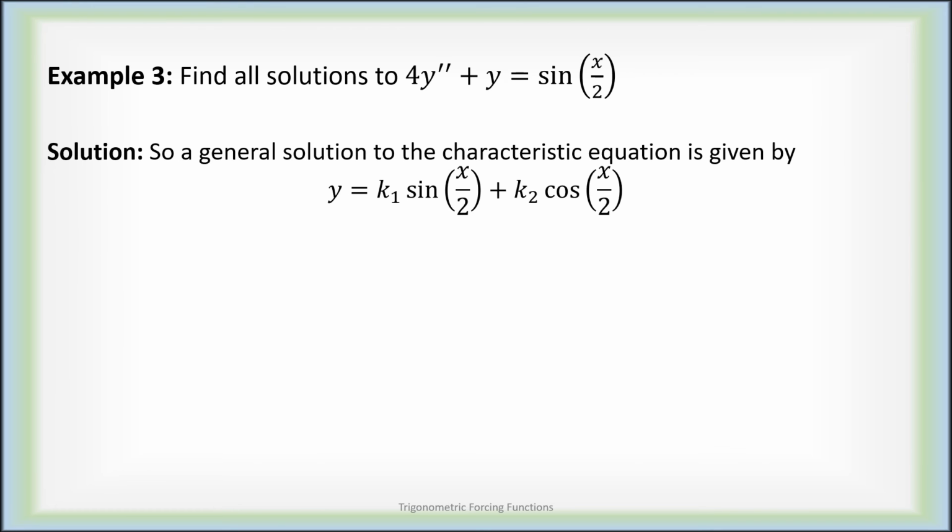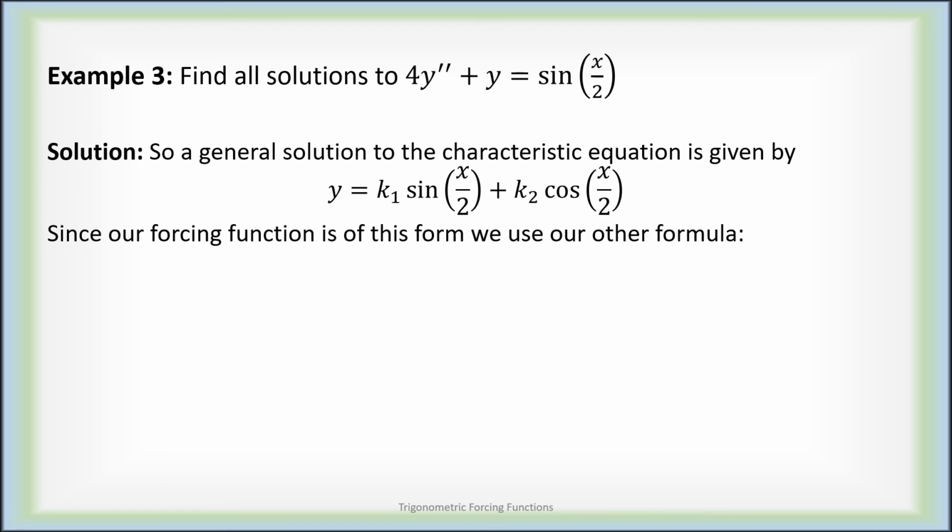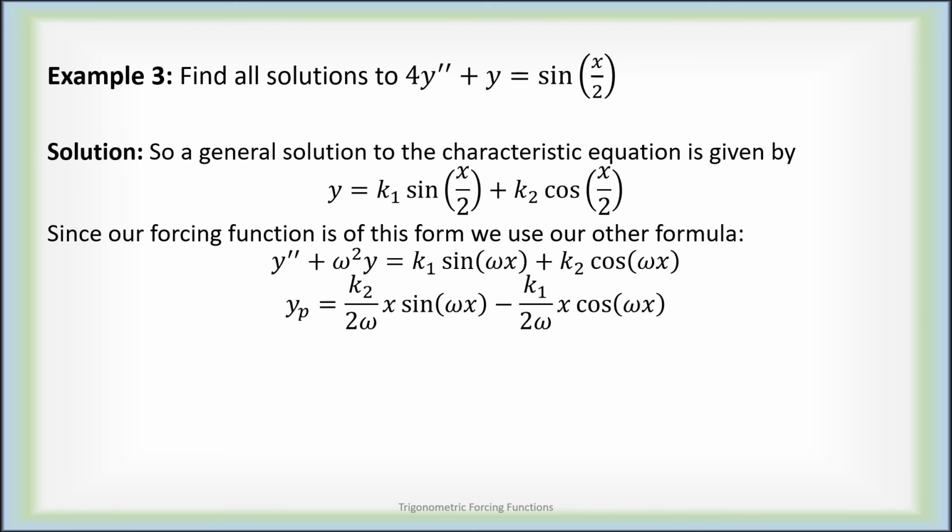So therefore, a general solution to the complementary equation is given by a linear combination of sines and cosines of x over 2. But that's exactly what we have for a forcing function, a sine of x over 2. So we're going to refer back to our other formula. When we have y double prime plus omega squared y equals some linear combination of sines and cosines of omega x, then we set our particular solution to be this right here. We worked through the details earlier in the video.